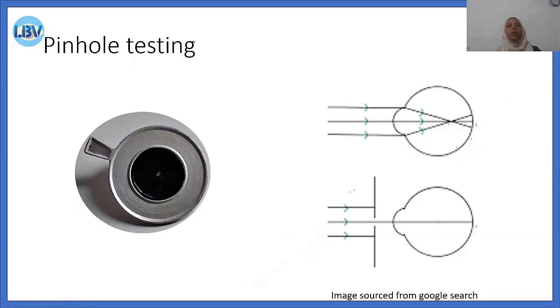The next important test is the pinhole testing. So when do we do this pinhole testing? Do we do it on a patient with hand movement who cannot perceive the letters? No. We do it when the person has some visual acuity. If we go by the textbooks, it is said that if the person has a minimum visual acuity of 6 by 60, then we should go for the pinhole.